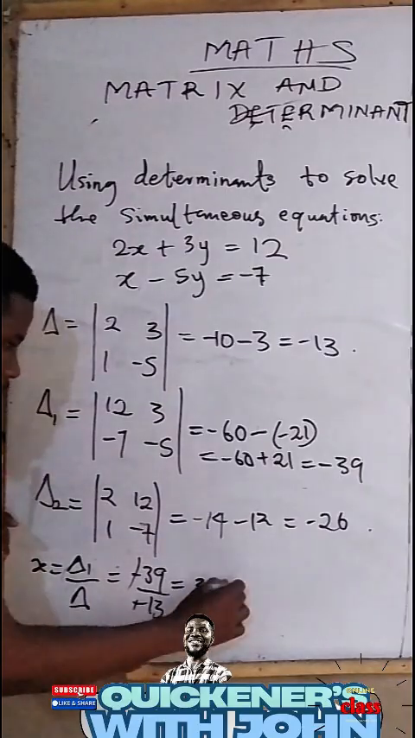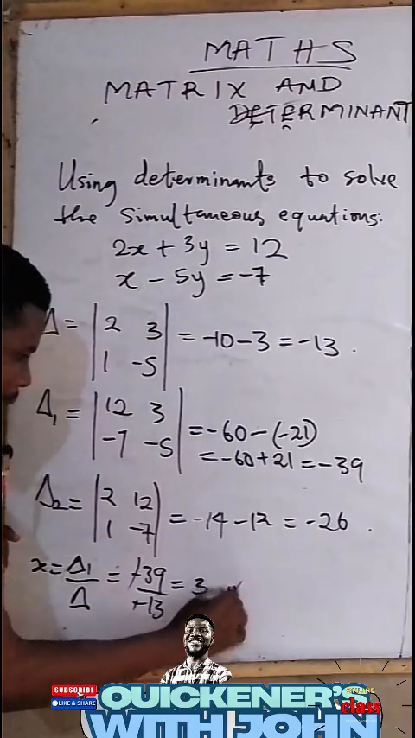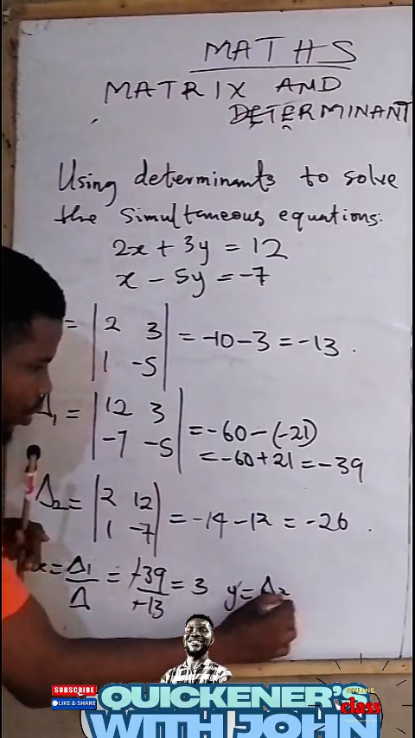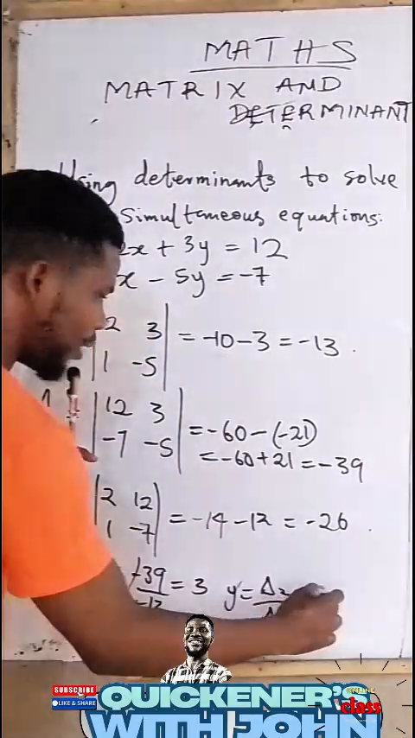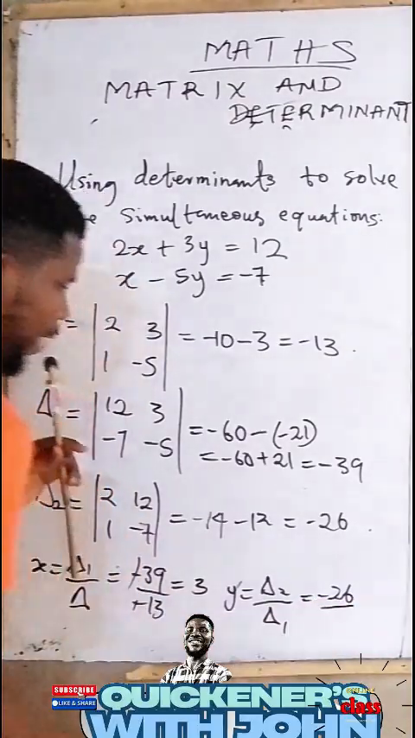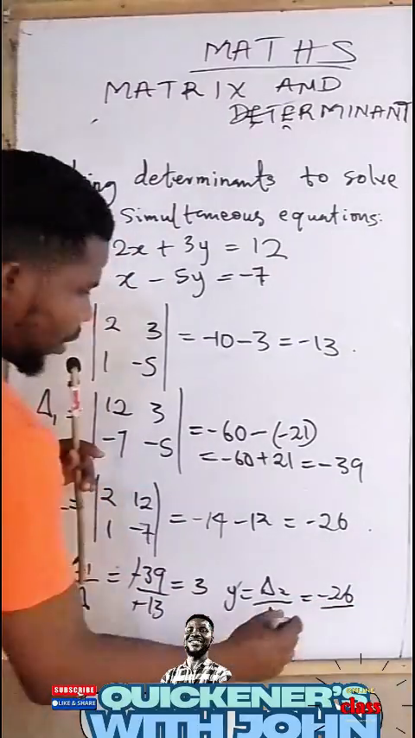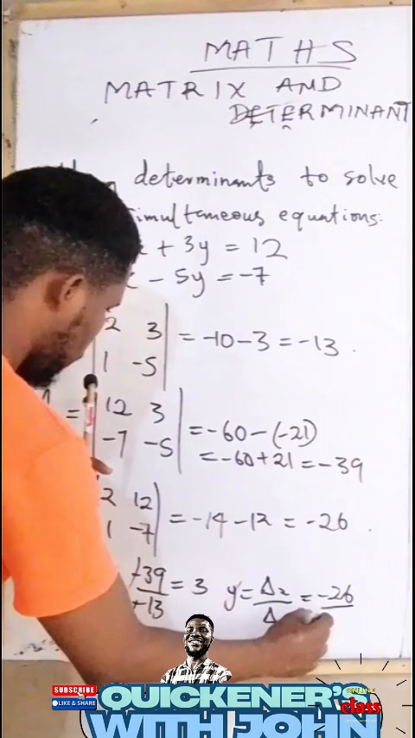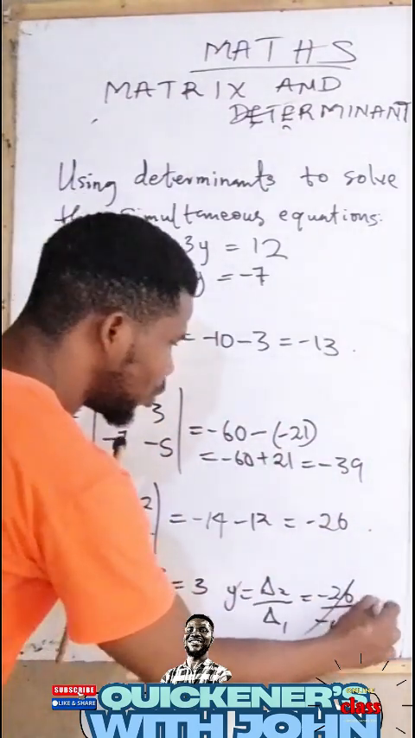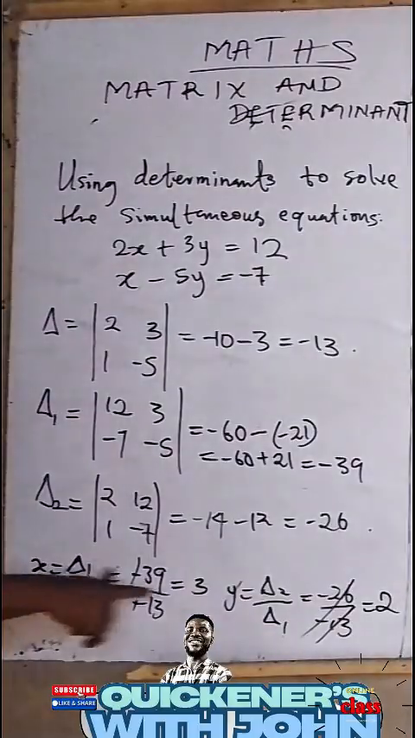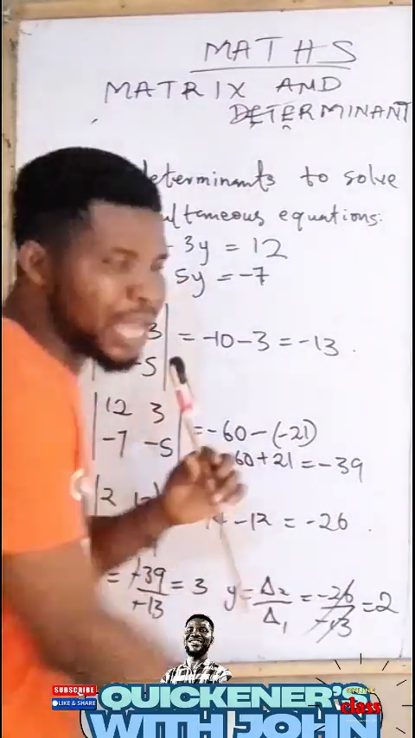Then to get y, our y will now be determinant 2 divided by determinant 1. Determinant 2 is minus 26 over minus 13. So when you divide, the answer is going to be 2. You can see the value for x is 3 and the value for y is 2.